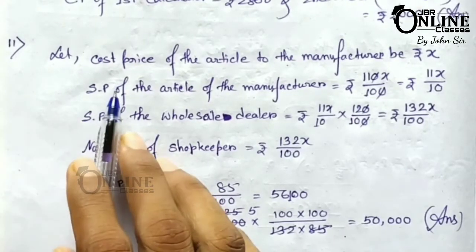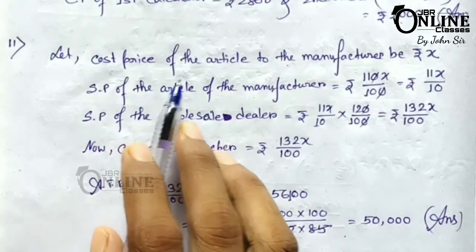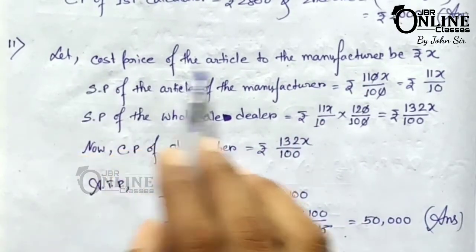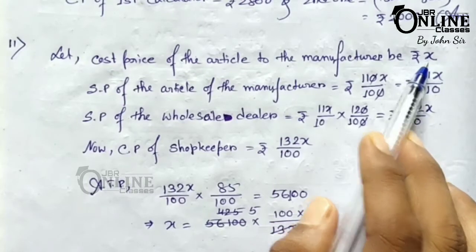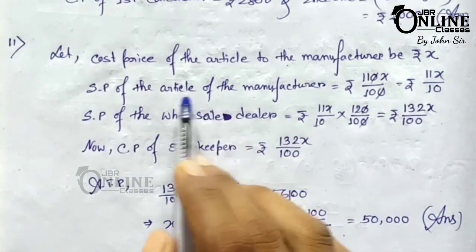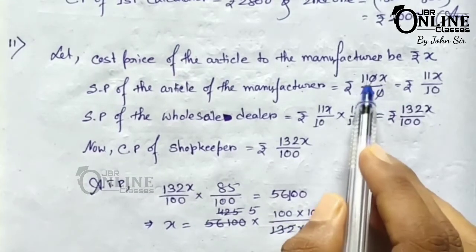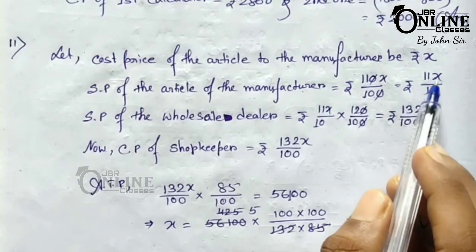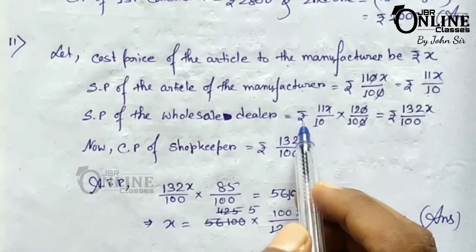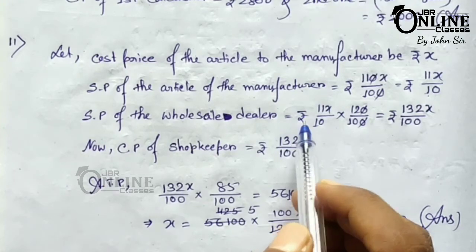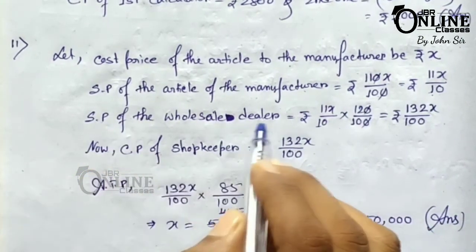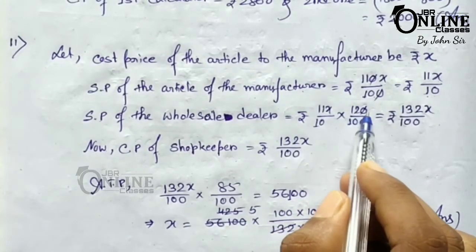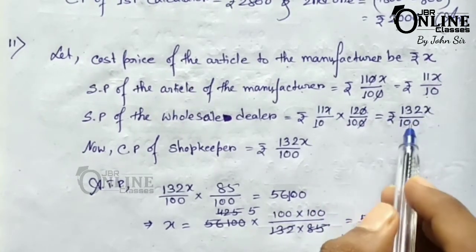Now sum number 11. In sum number 11, a manufacturer sells an article to a wholesale dealer at a profit of 10%. So first let the cost price of the manufacturer be X. Now as he sold it at a profit of 10%, the SP of the manufacturer will be 110x by 100, that is 11x by 10. Now next, the wholesale dealer sells it to the shopkeeper at 20% profit. So SP of the wholesale dealer will be previous SP into 120 by 100, that equals 132x by 100.